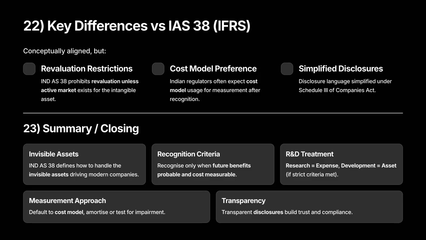23. Summary and closing. To summarize, IND AS 38 defines how to handle the invisible assets that shape modern enterprises. It allows recognition only when future benefits are probable and costs can be reliably measured. Remember the golden rule: research costs are always expensed, but development costs can become assets once they meet all criteria. After recognition, the cost model is usually preferred, with regular amortization or impairment reviews. Finally, clear disclosures and consistent treatment aren't just compliance tasks. They help build trust with investors, analysts, and regulators. That's IND AS 38 in a nutshell: a complete roadmap for recognizing and managing intangible assets the right way.